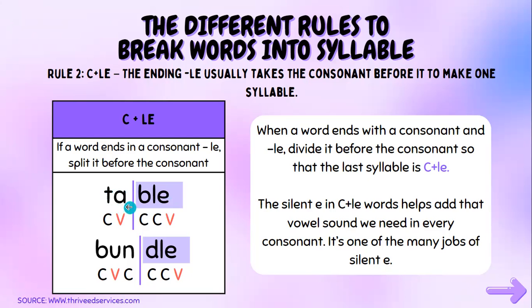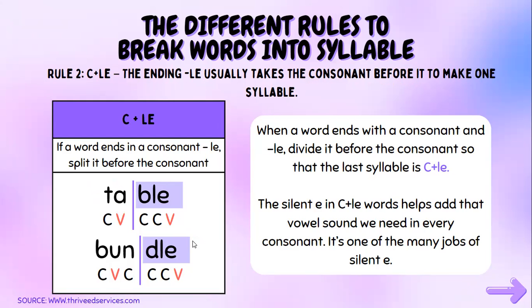So TA, and here it's just an open syllable, TA, so we pronounce it as "tay," because open syllables always have a long vowel. And there's only two syllables here. So one syllable is "tay," the other one is "bul."